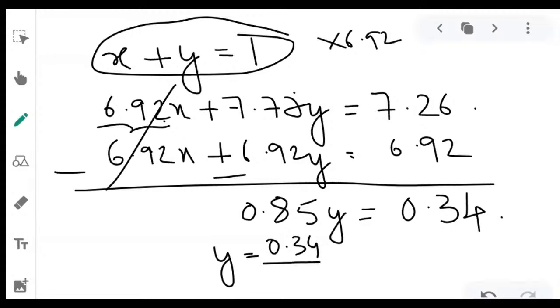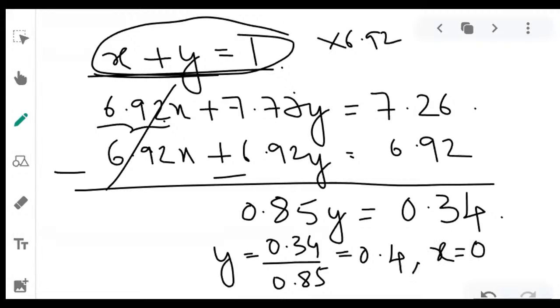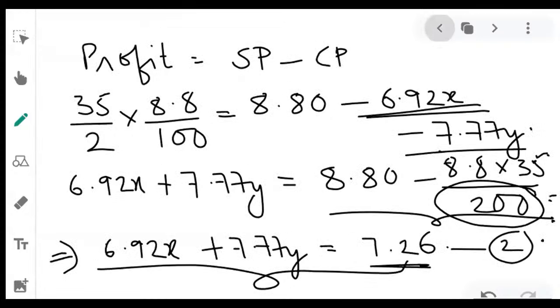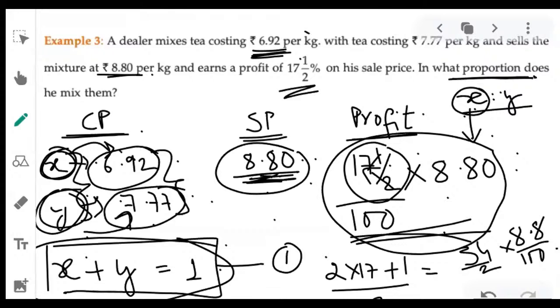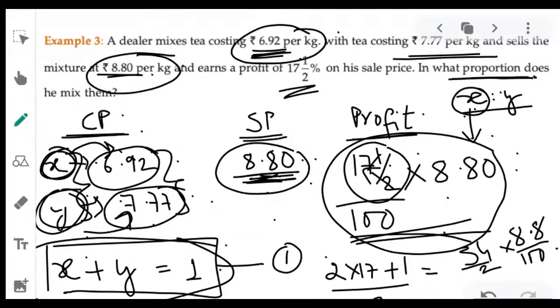0.34 by 0.85 is equals to 0.4. X plus y equal to 1, we know that. So what is x equal to? 0.6. So if we take 0.6 kgs of first type of tea and 0.4 kgs of second type of tea to form 1 kg of this new mixture tea, you'll get a profit of this, right? That is the proportion that they're asking for.